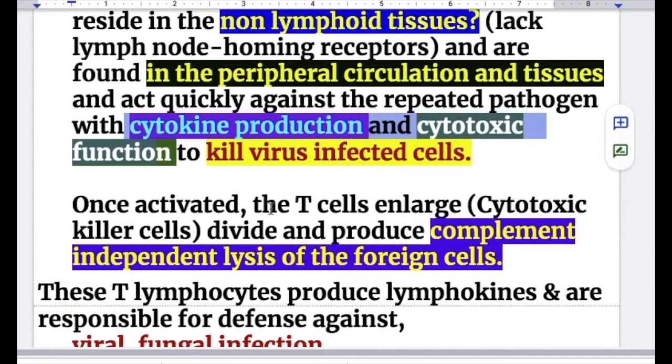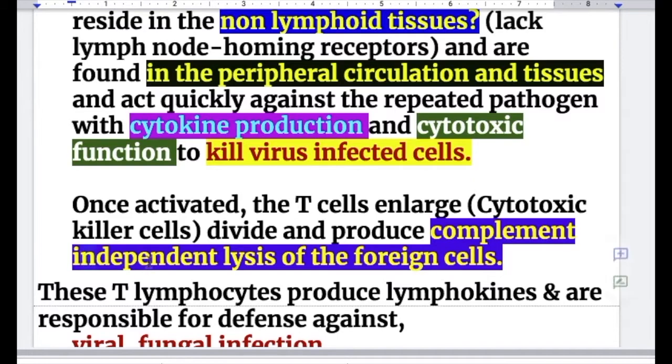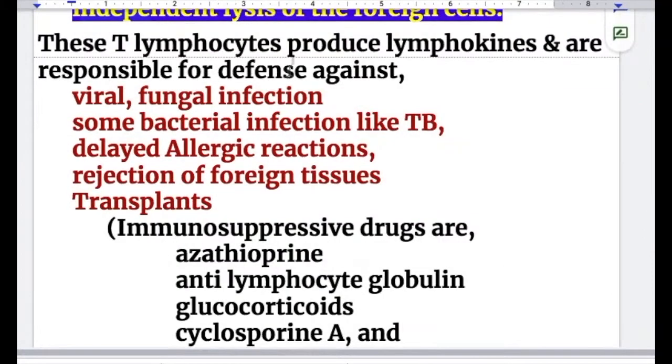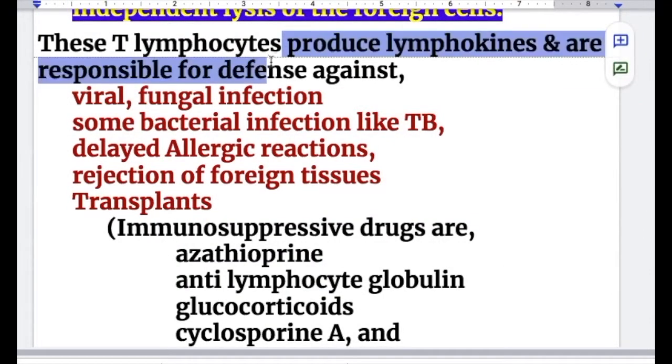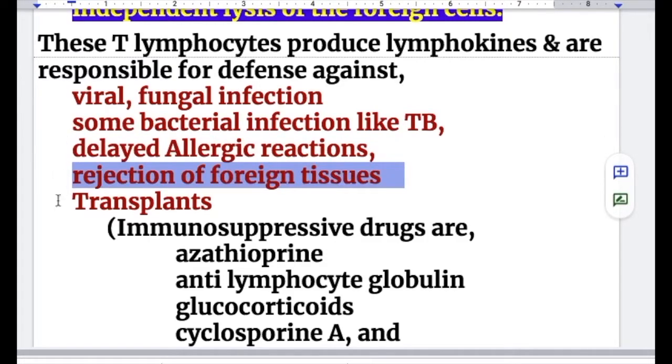Once activated, the T cells enlarge into cytotoxic killer cells, divide and produce complement independent lysis of the foreign cells. So these T cells produce lymphokines and are responsible for defense against viral infection, fungal infection, some bacterial infection like tuberculosis, intracellular bacterial infection. They also act in delayed allergic reaction and in the rejection of foreign tissues, grafts and transplants.